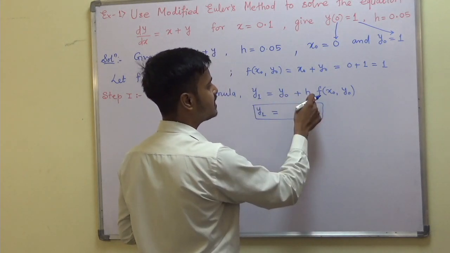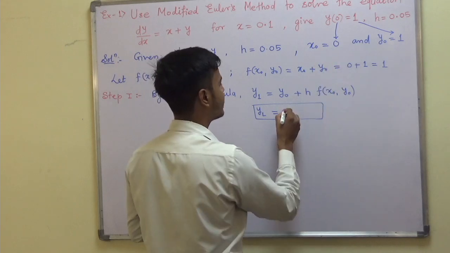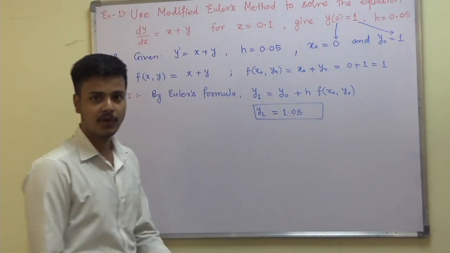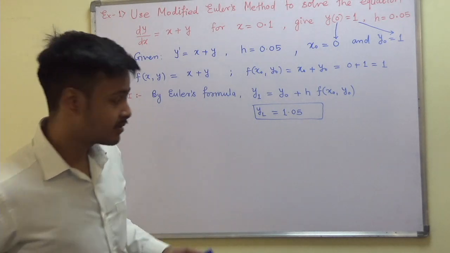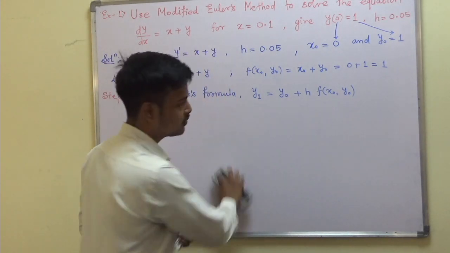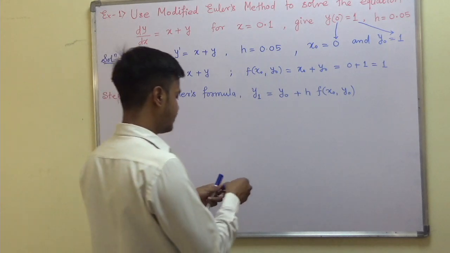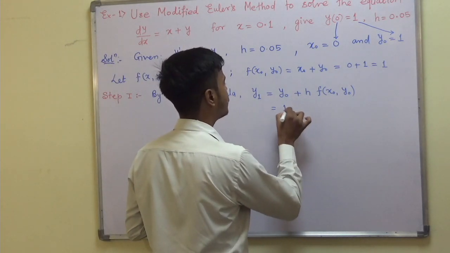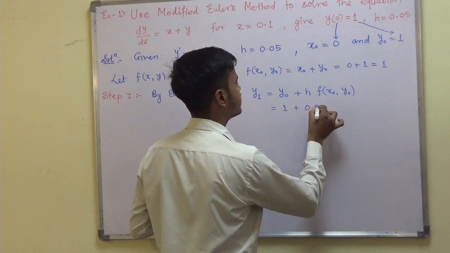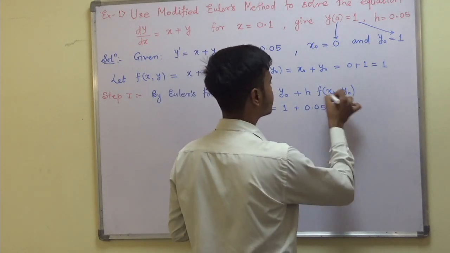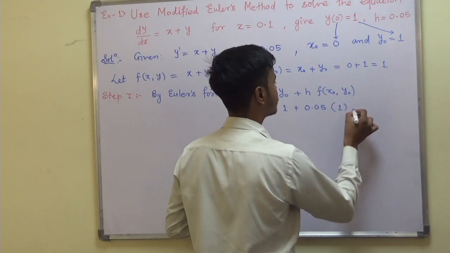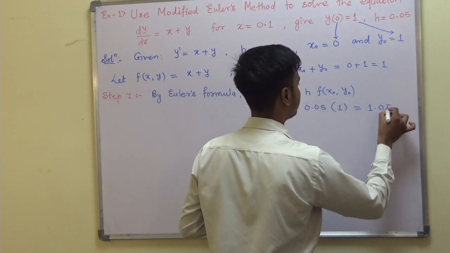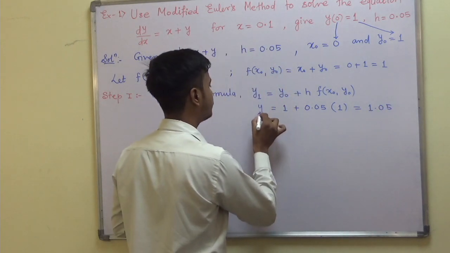1 plus 1 into 0.05. So this is 1.05. Or if you want me to write the values first and then the answer, that is no issue. So you can write y1 as 1 plus 0.05 into, what is the value of this? 1. So this comes out to be 1.05, and this is the value of y1.